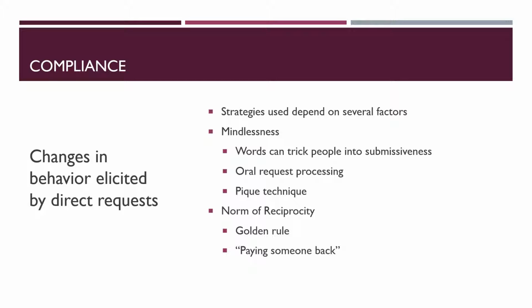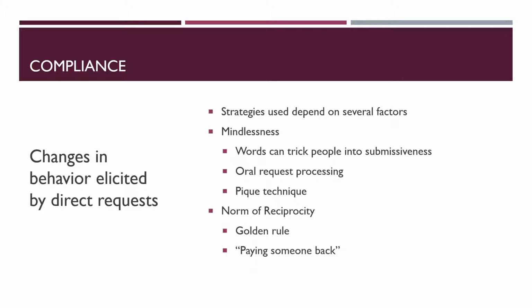So a couple things that affect it is mindlessness. So words can trick people into submissiveness, and this happens because we as humans are pretty lazy when it comes to oral request processing in our brains. So a lot of the time, just a change in a word can elicit more of a response from people, whereas it can also have the effect on where we just walk past people and we're not paying attention. And if you say something or request something that piques their interest, it's known as the pique technique, and they'll be more likely to submit to whatever you're requesting because you've pulled them out of this mindlessness.